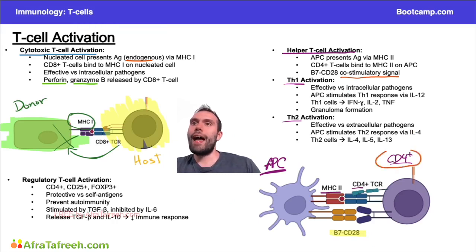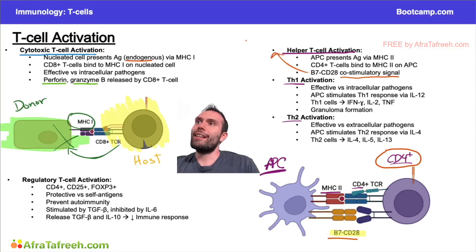Okay, and without that co-stimulatory signal, there's going to be a significant drop off in the ability for these T cells to get activated. And so this is just one of those things that you want to be familiar with. Now, B7 can also be referred to as CD80 or CD86. Okay, so just kind of keep that in mind.